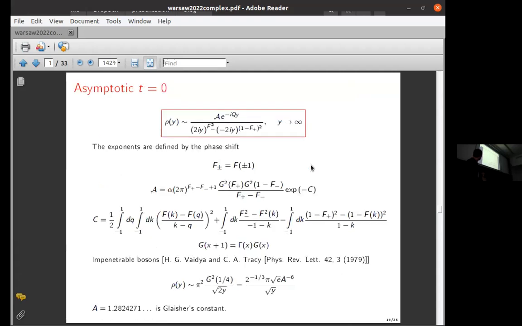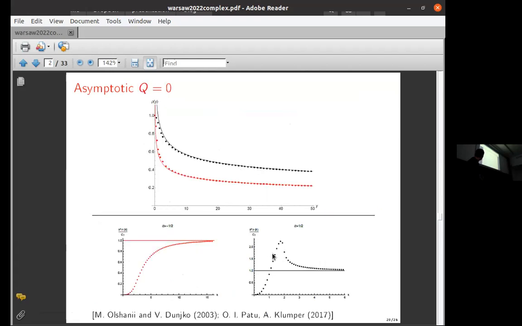Right, let's see how it works in our cases, just to flash the formula. The Fredholm determinant that was used for the momentum distribution basically corresponds to the static case. And again, performing what I just said, directly we get some explicit formulas for the exponents, which is this phase shift calculated at the edge of the frequency, and a very well described prefactor, so just a specific function. In the case of impenetrable bosons, it reproduces the famous Vaidya-Tracy result with this constant. Well, in our case, it is just a generalization of this result. And that's how good it works.